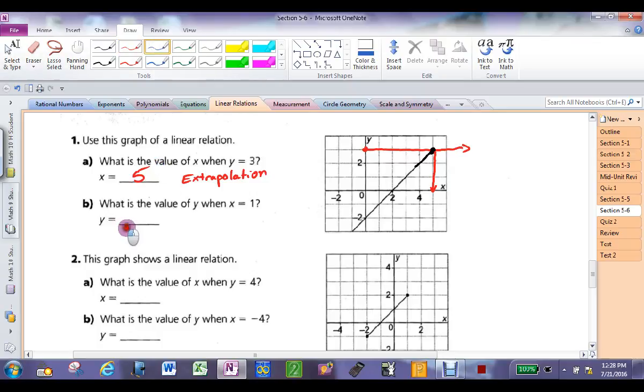Now, when x equals 1, where do I go? On which axis? The x-axis, because you know it's x equals 1. So I go to here, and now I look for the line. It's down here. Does it hit the line? Yeah. So is it inter or extra? Inter. And now I got to go and find my y value. Where is it? -1. Can everybody do it? It's not hard.